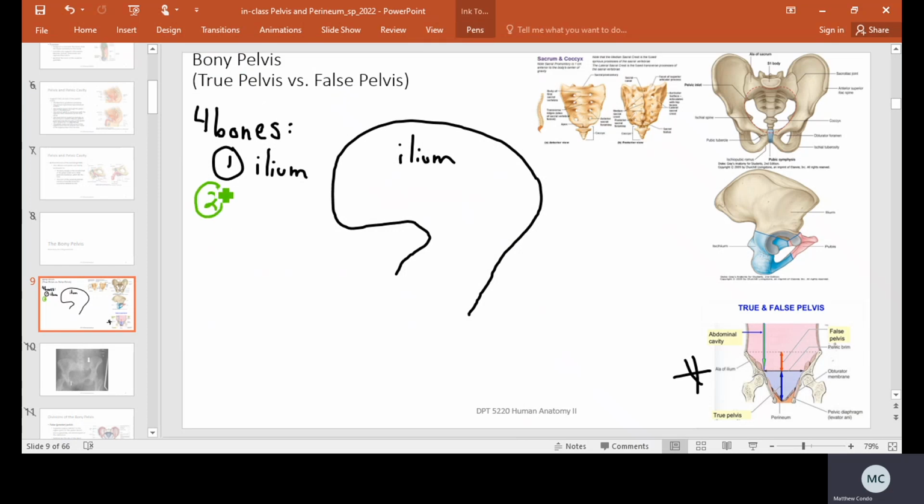Second big bone I'm going to have here is going to be something called my ischium. Now my ischium is going to have a tiny little prominence to it, and then it's going to have a large tuberosity, which is going to be called the ischial tuberosity. Okay, so down here is going to be my ischium.